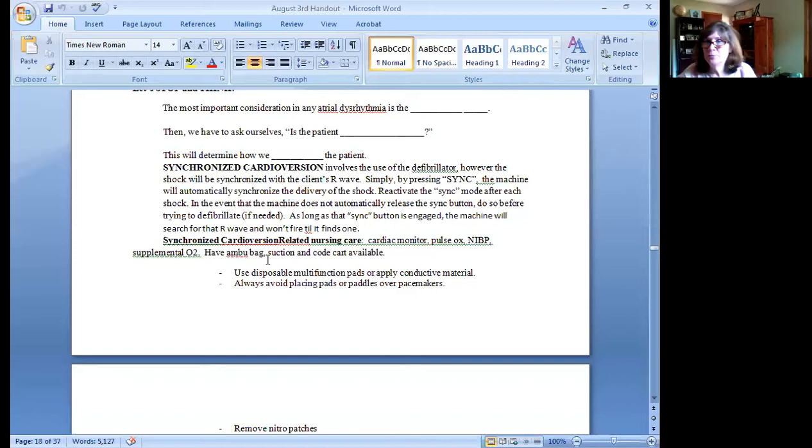You can bet your boots that anesthesia's got every trick in their little bag. The ambu bag, suction, code cart's available. We can cardiovert the patient through these multifunction pads. Don't put that pad over a pacemaker site.